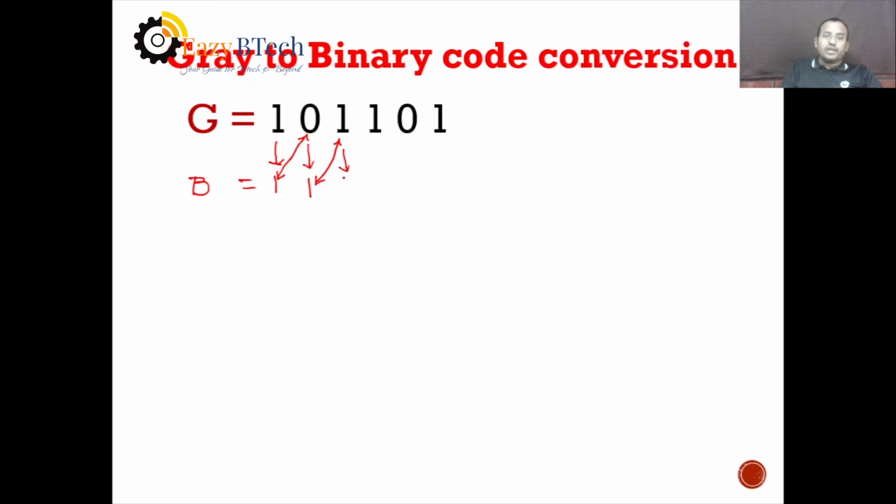Modulo sum between 1 and 1 is 0. Take modulo sum between these two and write the result here. 0 modulo 1 is 1. Again take modulo sum between these two. 1 modulo 0 is 1. Again modulo sum between these two. Modulo sum between 1 and 1 is 0. So for the given gray code, the corresponding binary code is 110110.